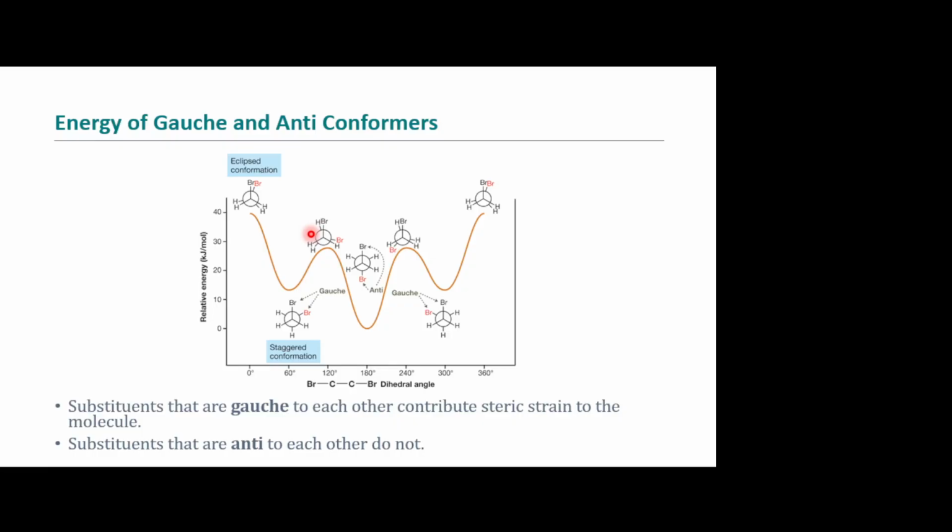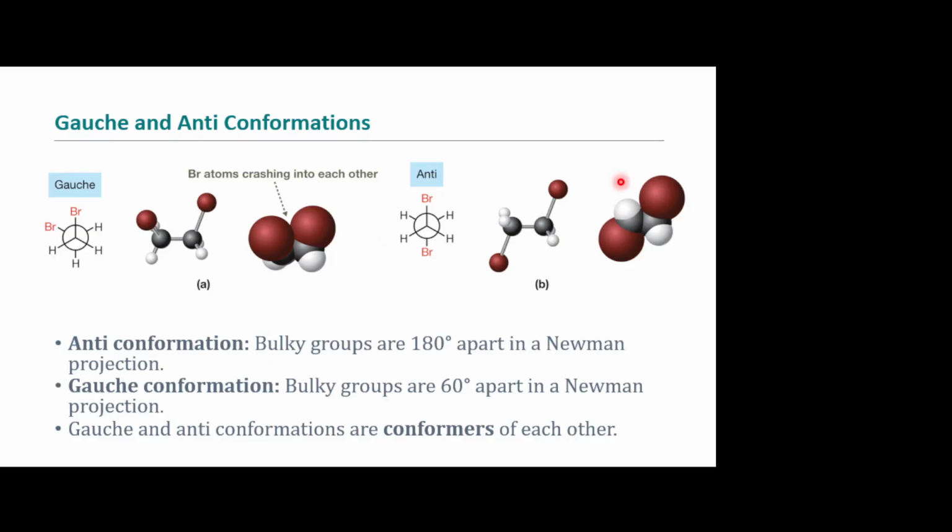Now, the anti to each other, they can't interfere with each other at all. The only thing they can interfere with is the rest of the molecule, right? So they don't have any relation to each other anymore because the rest of the molecule is in between. And so they don't have any steric strain to each other anymore.